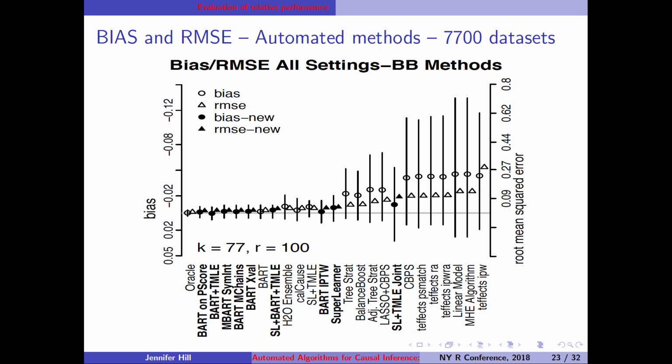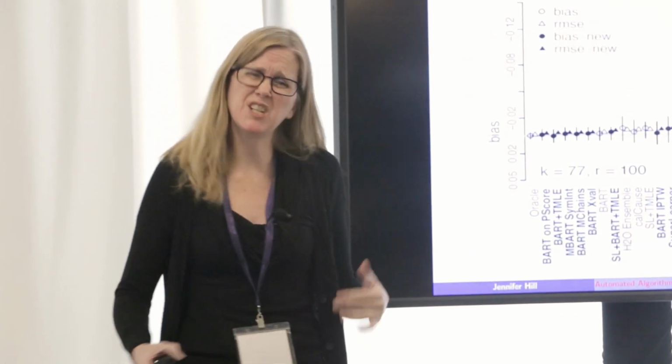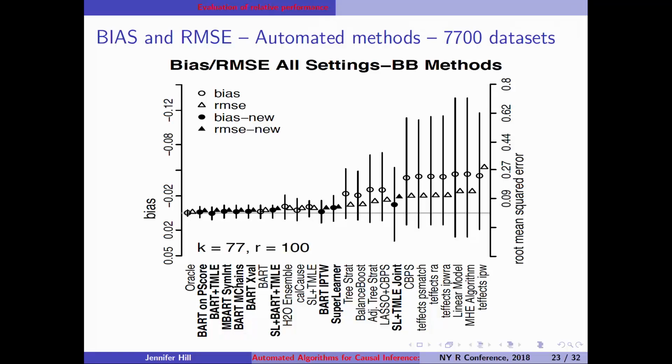Instead, I'm going to show you the 7,700 data sets. So all the dark points, we've got bias as circles, and RMSE, left-hand axis, RMSE, triangles, and right-hand axis. Everything has been standardized by the standard deviation of the outcomes. So if you're used to thinking in effect size, standardization, it's like that. One takeaway is that most things did decently well, if you think of 0.05 as a reasonably small level of bias.